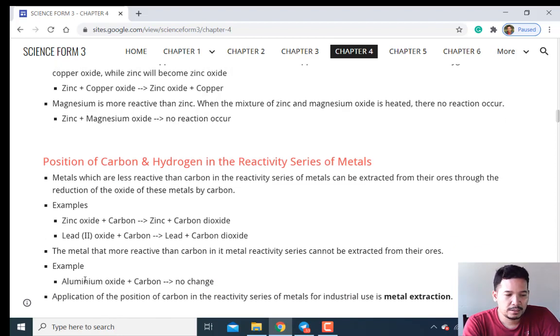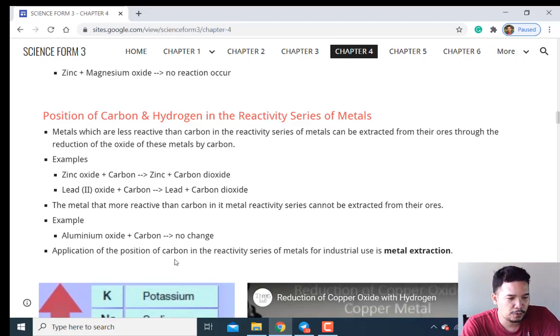These two metals are less reactive. Let's see what happens to the metals that are more reactive than carbon in the metal reactivity series. They cannot be extracted from their ores. For example, aluminium oxide is more reactive than carbon, so there is no change in this process. The application of the position of carbon in the reactivity series of metals for industrial use is metal extraction.